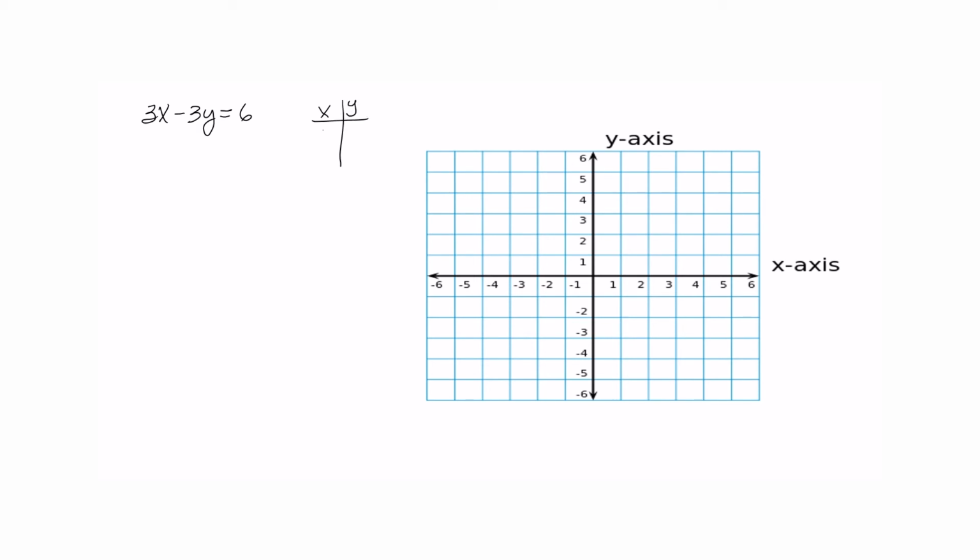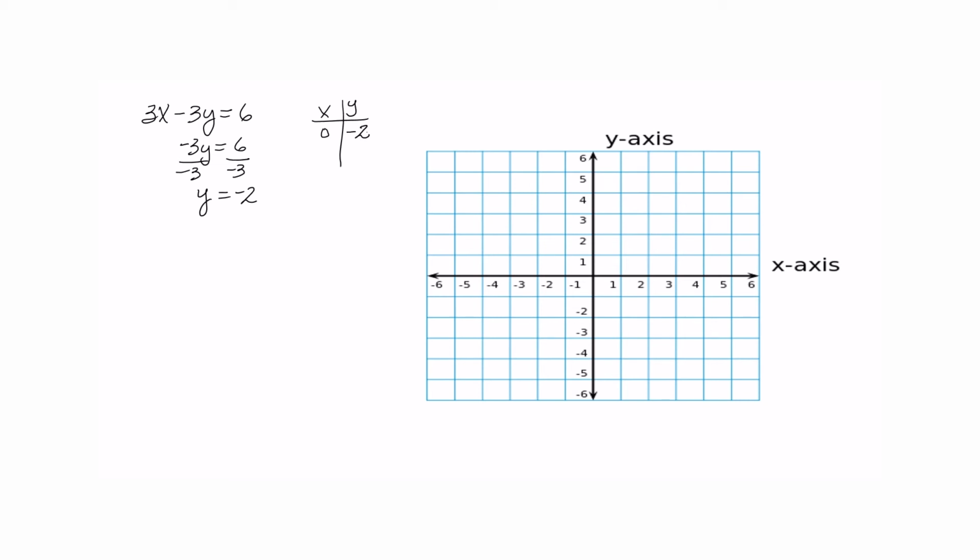Now, let's let x equal 0. When we do this, we can simply put our pencil over the 3x, because when we do 3 times 0, we get 0. So what's left is negative 3y equals 6. So we're going to divide both sides by negative 3. And we'll see that y equals negative 2. So when x is 0, y is negative 2.